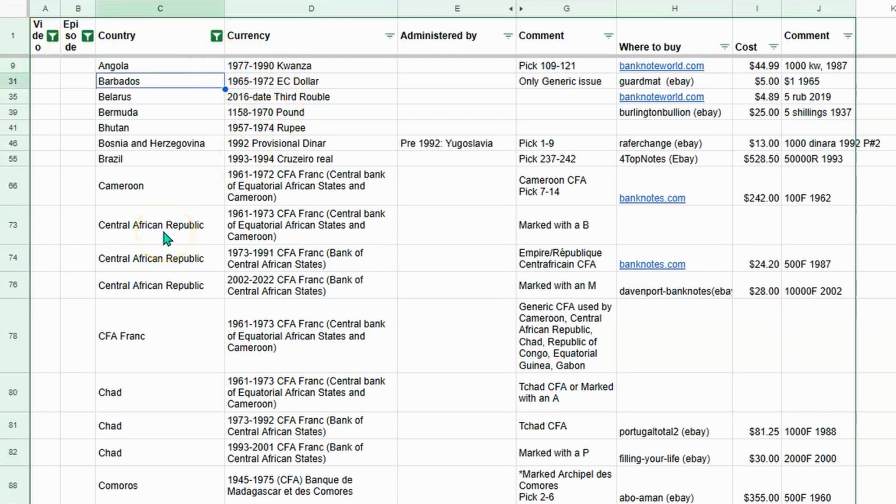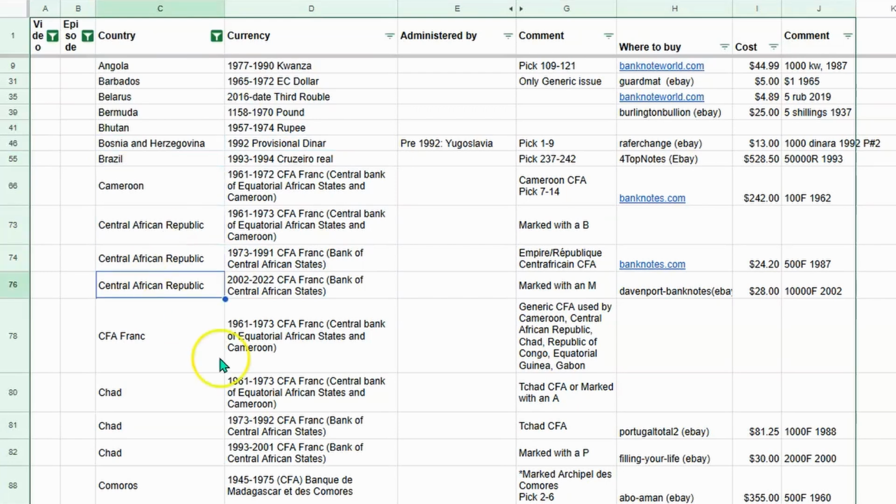Angola, Barbados. Barbados is special. They did use the East Caribbean dollar, but they used that up to 1972. So I'm looking for, and there was only the generic version of that bill. So I am looking for a generic version of the East Caribbean dollar from prior to 1972. Modern day Belarus. I don't have the current ruble. I'm missing Bermuda, Bhutan, the 1992 provisional dinar from Bosnia-Herzegovina, the Cruzeiro Real from Brazil, Cameroon.